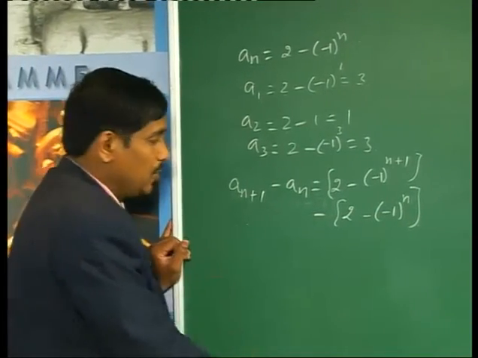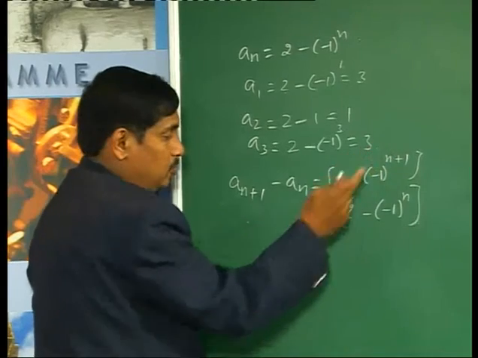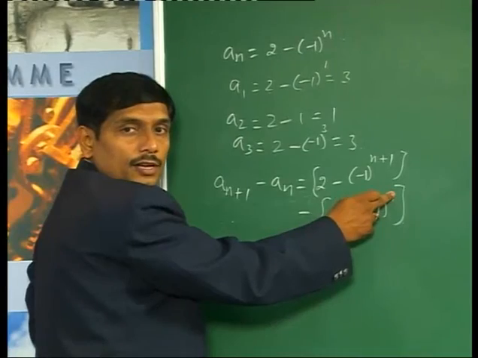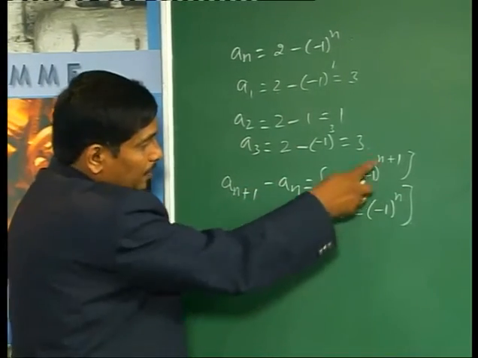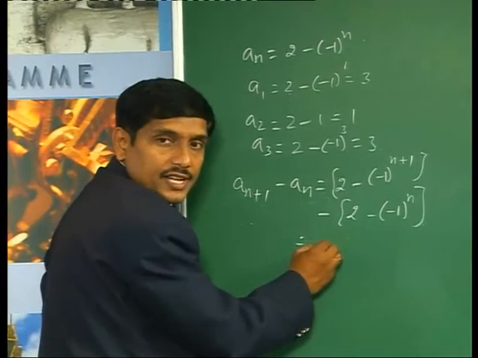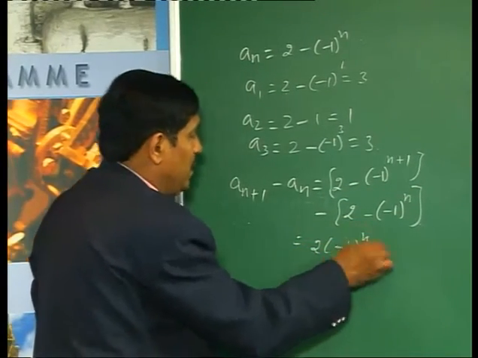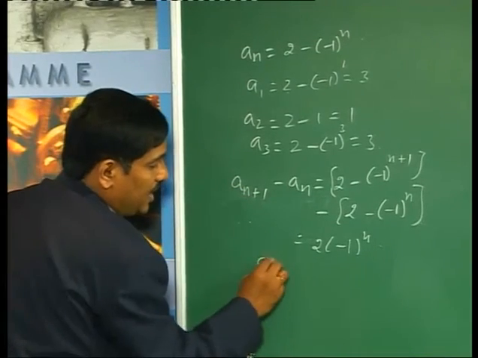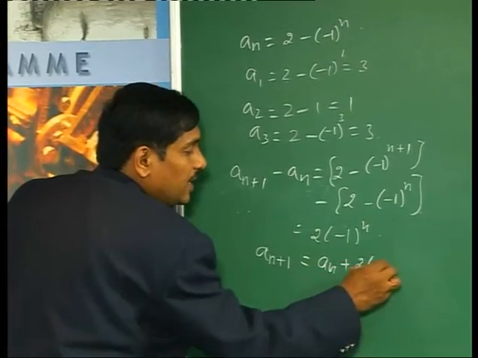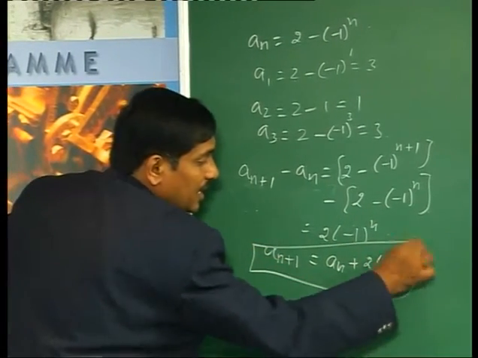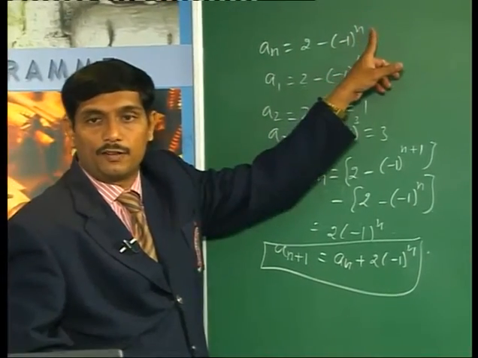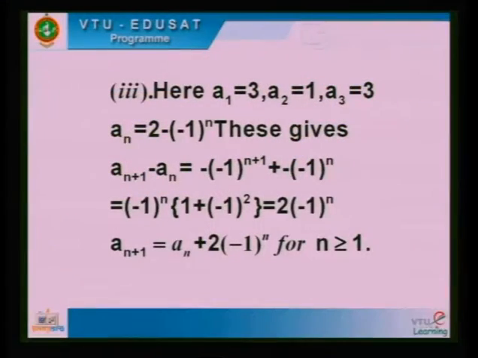Here the 2 cancels, you get minus of (−1) to the power of n+1, minus of minus into minus is plus, then minus (−1) to the power of n. Then (−1) to the power of n is a common factor, you get 1 plus (−1) the whole squared, that is 2 times (−1) to the power of n. Simplifying this, a_{n+1} equals a_n plus 2 times (−1) to the power of n. This is the recursive formula for a_n equals 2 minus (−1) to the power of n using the previous terms.